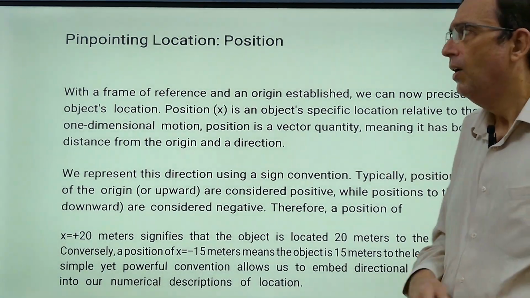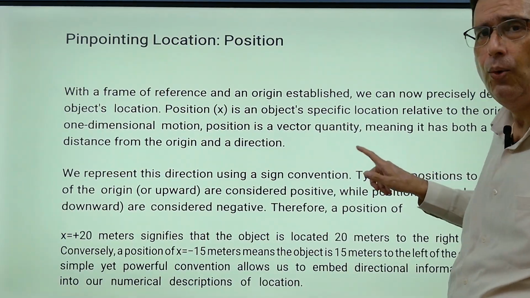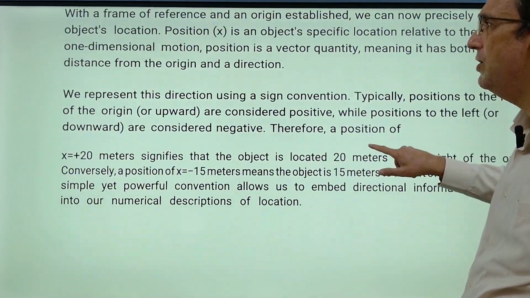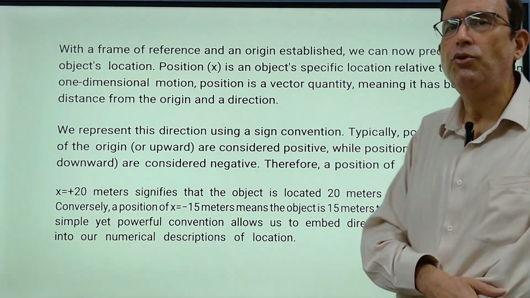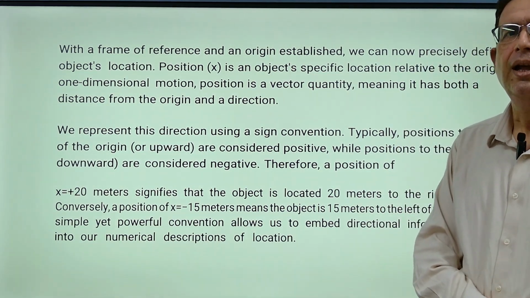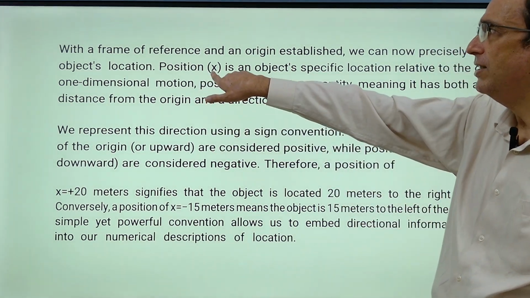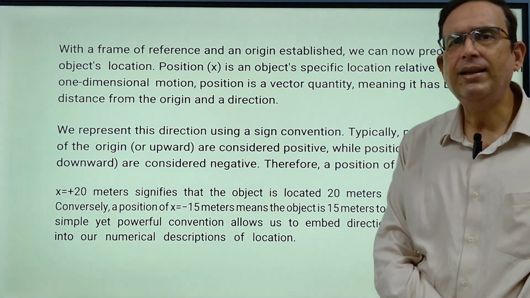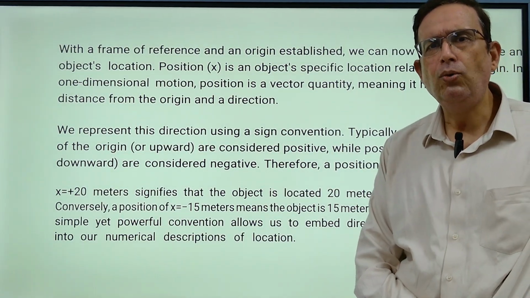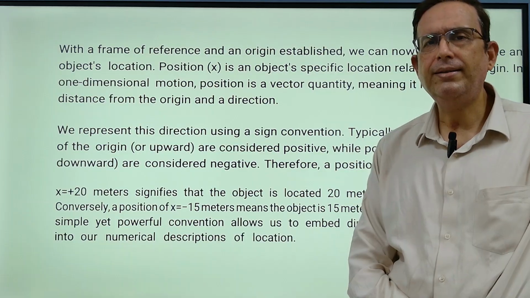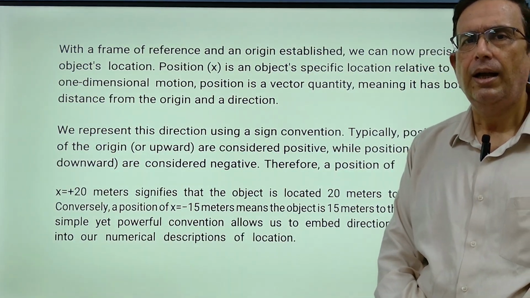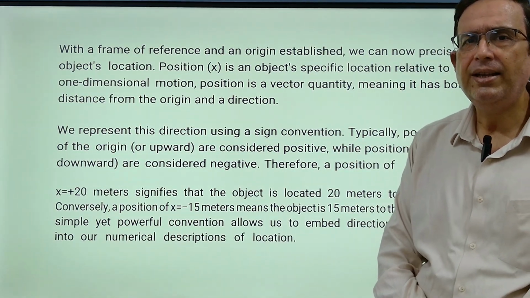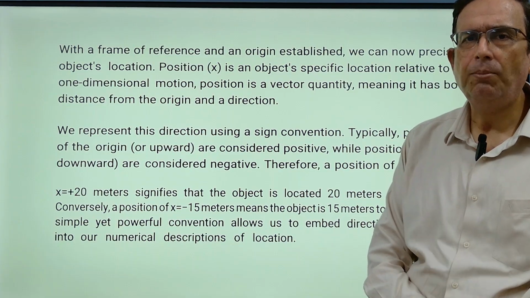So after that, when we have fixed the origin, then we pinpoint the position. And the position in 1 dimension is always ascribed a variable x. So x is the variable ascribed to the position of, let us say, an object. And that is the distance of that object from the origin.